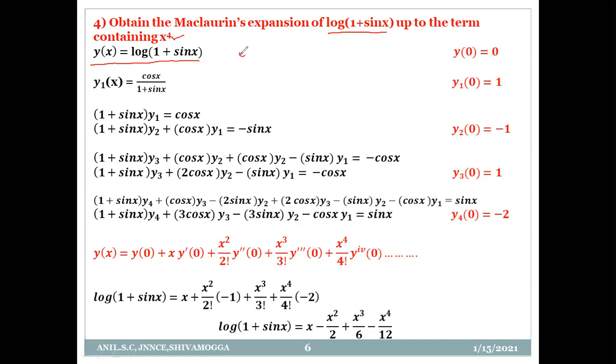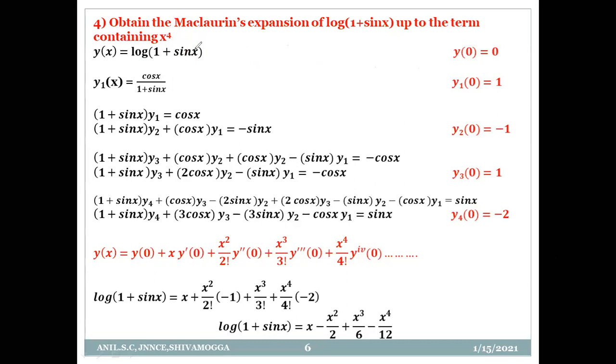When x is equal to 0, this takes the form y of 0. This is equal to log 1 plus sin 0. But sin 0 is 0, and 0 plus 1 is 1, and we get log 1. What is the value of log 1? Log 1 is always equal to 0. Therefore, we get y of 0 is equal to 0.